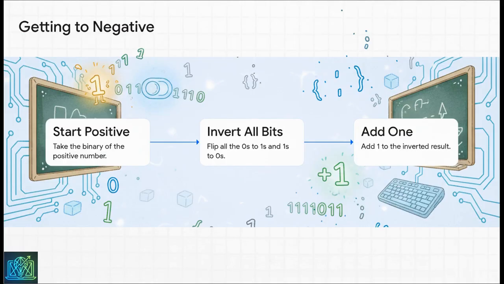First, you start with the positive version you want. Let's say +1. Next, you invert every single bit. Flip all the 0s to 1s and all the 1s to 0s. And for the last step, you just add 1. And poof, you get the perfect negative representation. So for -1, we take 1, we flip it to get 1, 1, 1, 1, 1, 1, 1, 0, we add 1, and we get all 1s, the biggest possible pattern.